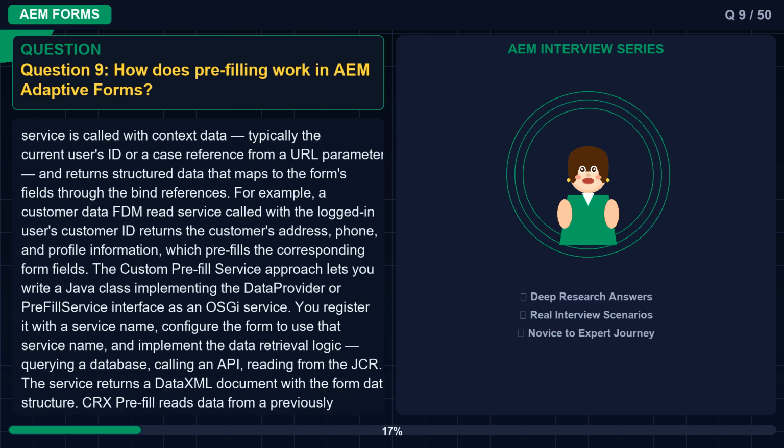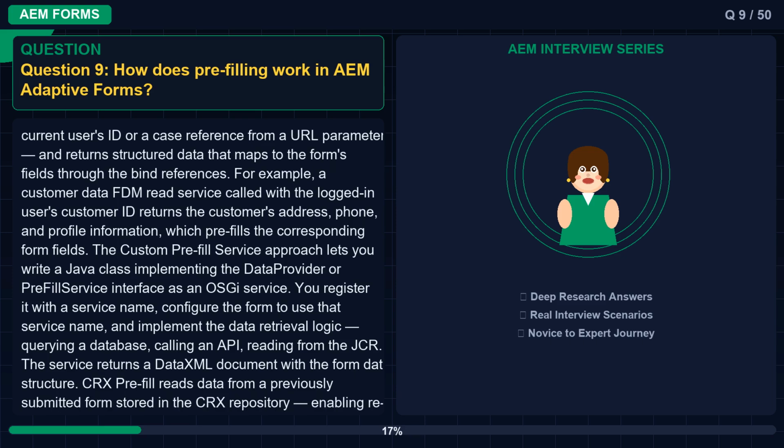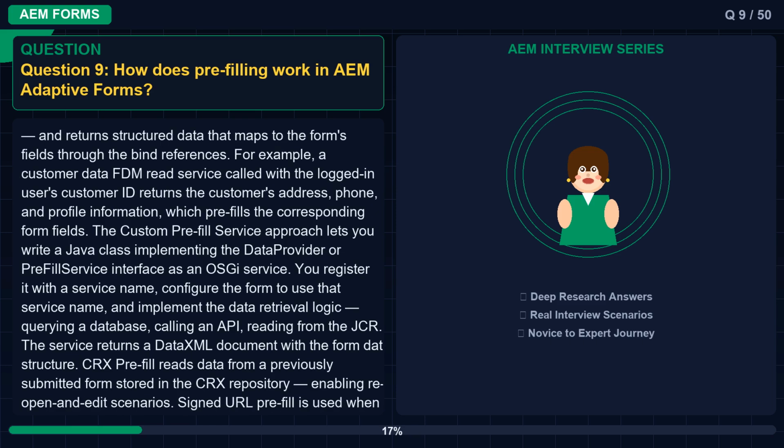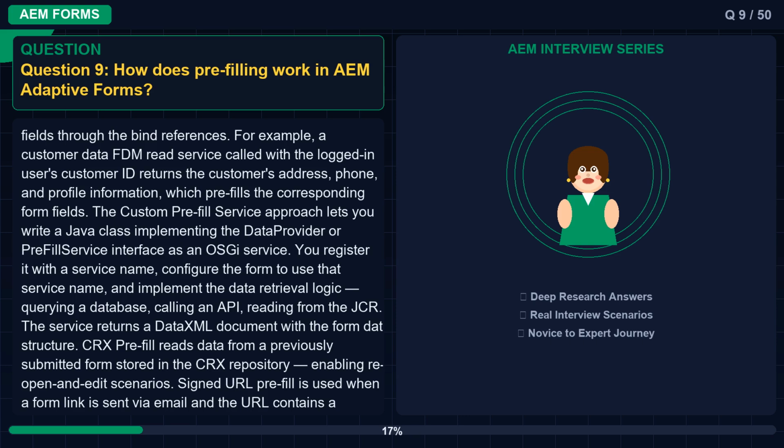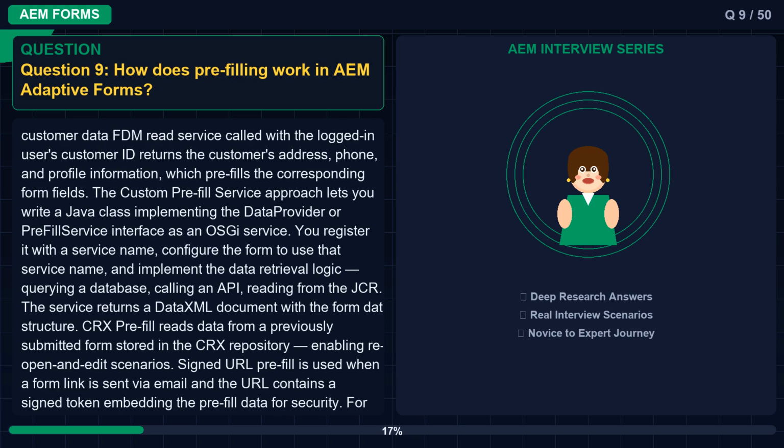The custom prefill service approach lets you write a Java class implementing the data provider or prefill service interface as an OSGi service. You register it with a service name, configure the form to use that service name, and implement the data retrieval logic, querying a database, calling an API, reading from the JCR. The service returns a data XML document with the form data structure.